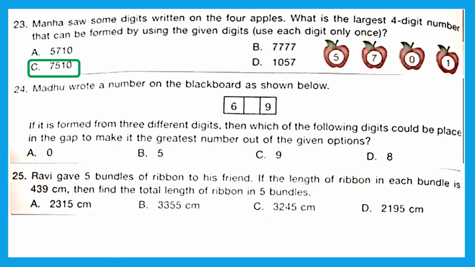And the greatest number here is 9, which we cannot use. So the second greatest number is D, that is 8. And that is our right answer.